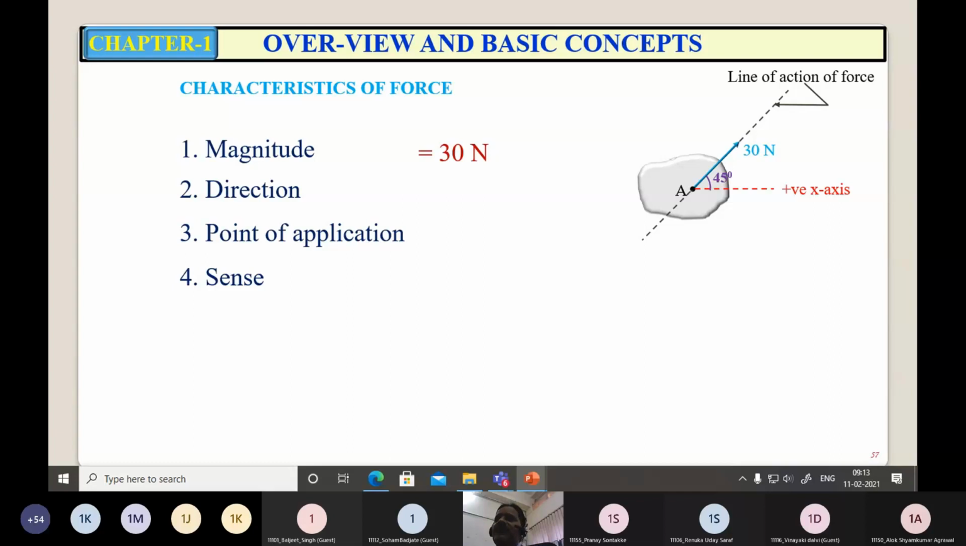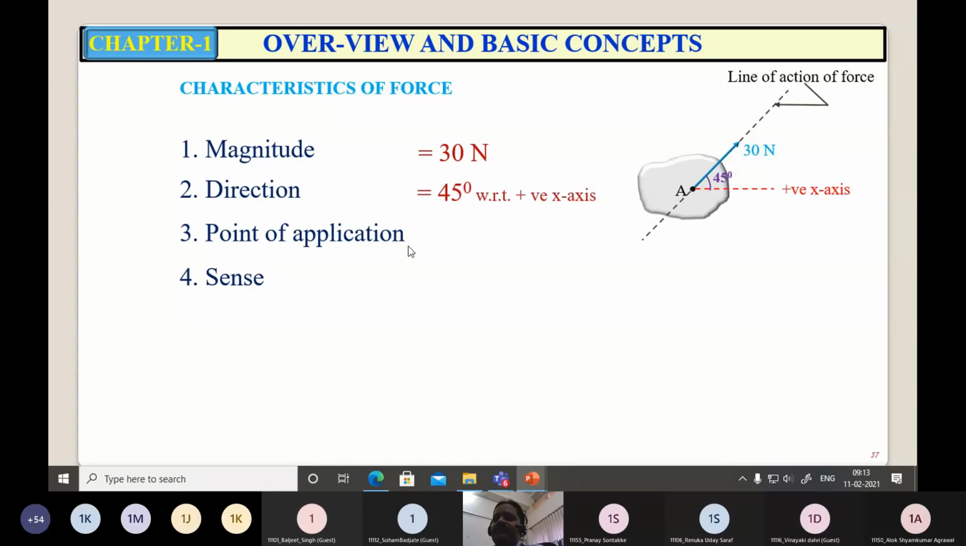Direction. So how do you define the direction of force? It is defined as the direction of line along which the force tends to move the body. So that line is nothing but the line of action of force. So the direction of force is defined as the direction of line of action of force. What is line of action of force? It is the line in which the force tends to move the body. So here, what is the direction? It is 45 degrees with respect to the positive x-axis.